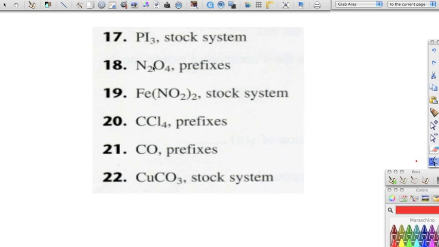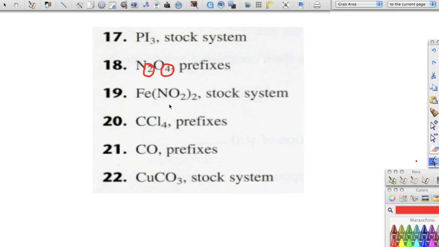So we see that we have a 2 and we have a 4, so we're going to have dinitrogen, and this is going to be tetraoxide. So dinitrogen tetraoxide. Moving on to 19, we see that we have iron, and then we have NO2, which is nitrite. Now, iron is a D-block metal, so we have to give it a Roman numeral.